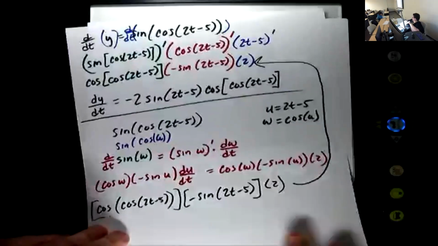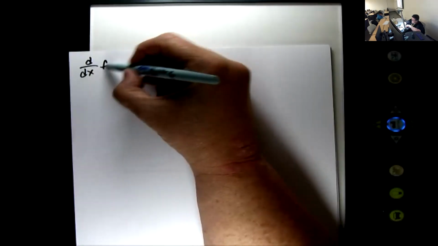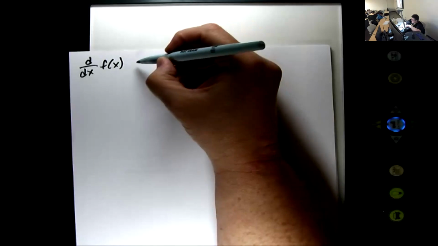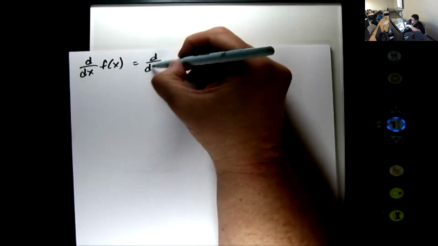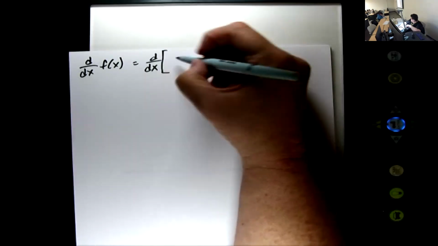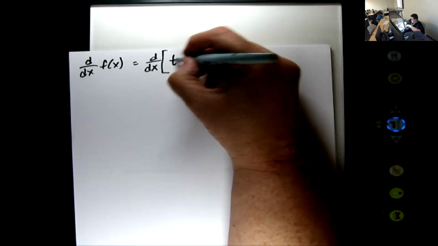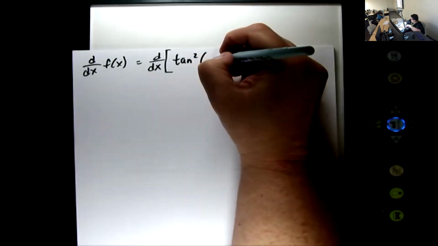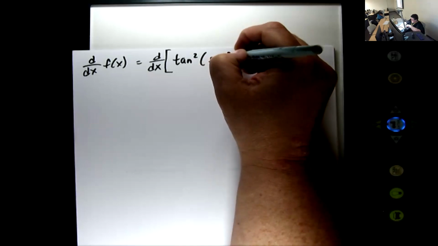Good. Okay. I'm going to give you guys a few minutes to work on this next one. We want to take the derivative with respect to x of f of x, where that means taking the derivative of tangent squared embedded with secant cubed t.